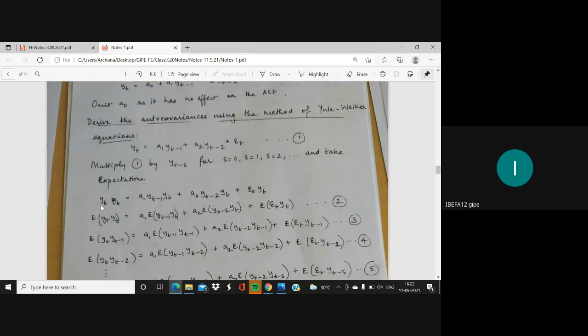Now what you need to do is multiply both sides of equation 1 by y_(t-s), where s assumes various values running from 0, 1, 2 and so on, and then take expectations on both sides of the equation. I've just shown this to help you understand. First take s equal to 0, so you're left with y_t. We multiply the entire equation 1 by y_t, so you end up with this equation. Then take expectations of that, and you end up with equation number 2.